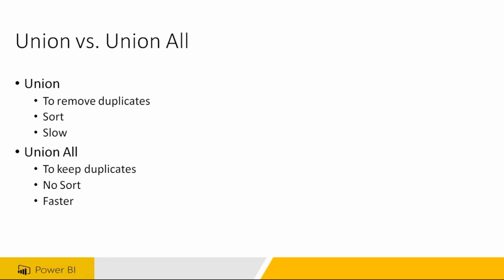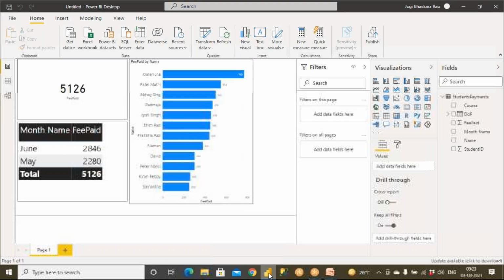Okay, so union is going to be merging the data, combining the data, then sorting and removing the duplicates. It will keep always unique values. It is going to be slow because it is sorting and doing a lot of other actions. Union all is always faster because it will not do anything. Let me quickly demonstrate like this.